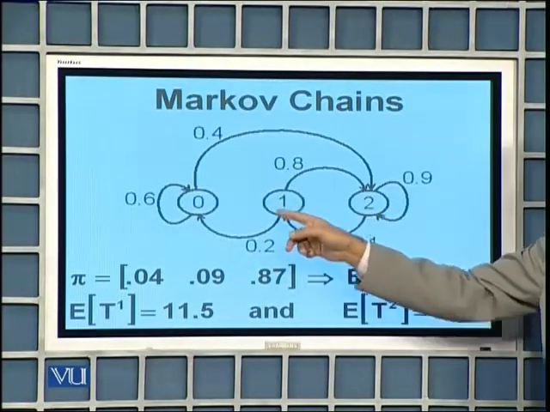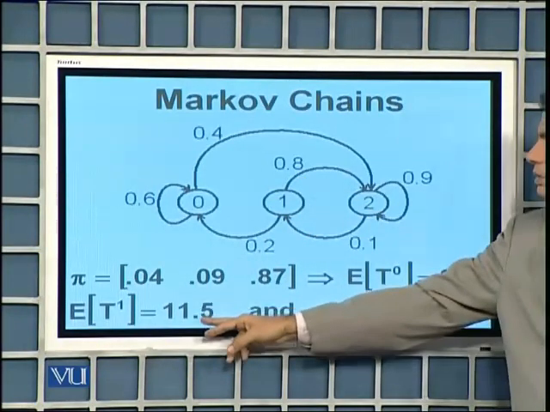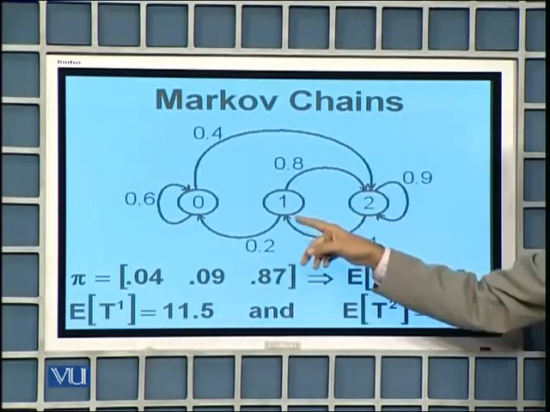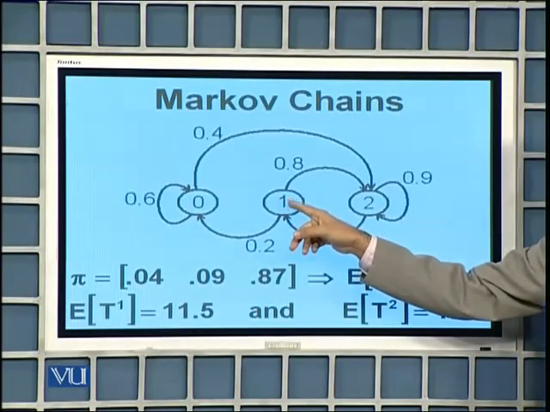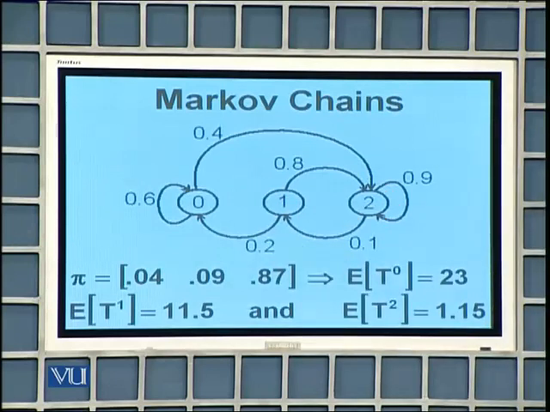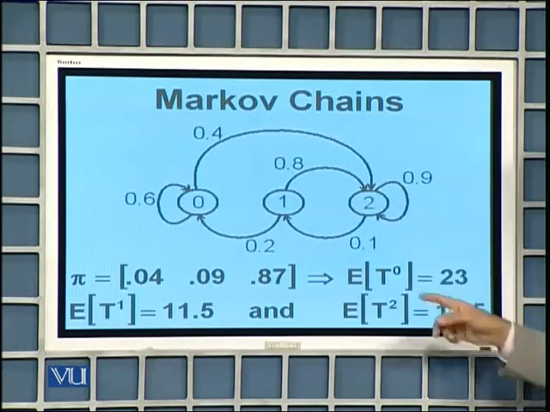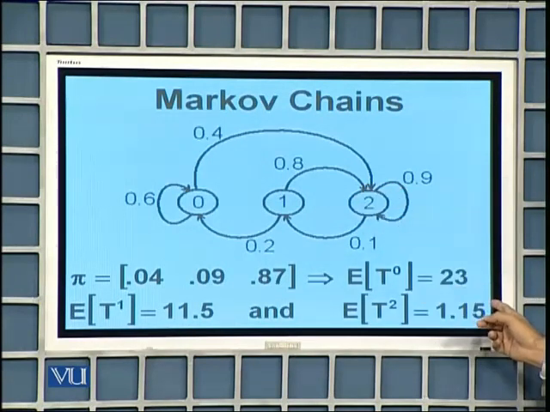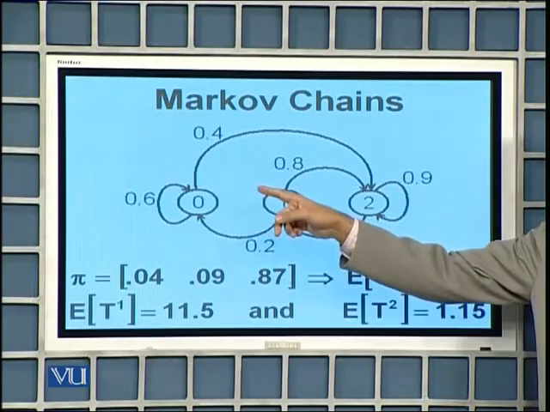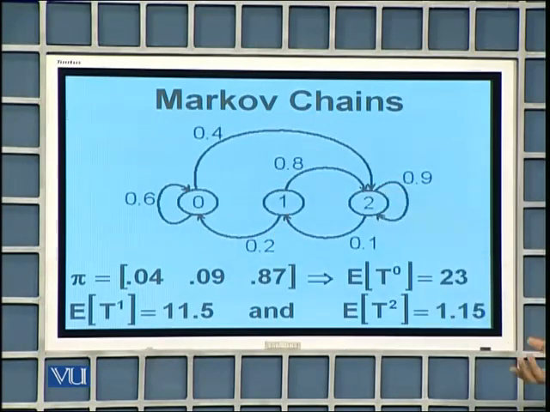Let's have a look at the return time associated with state 1. It is 11.5. So on average, every 11.5 days, the machine reaches here, and it either goes back or is sent to the specialized facility the next day. And the return time associated with state 2 is 1.15, which means that once it goes out of this state, it comes back after slightly more than 1 day.